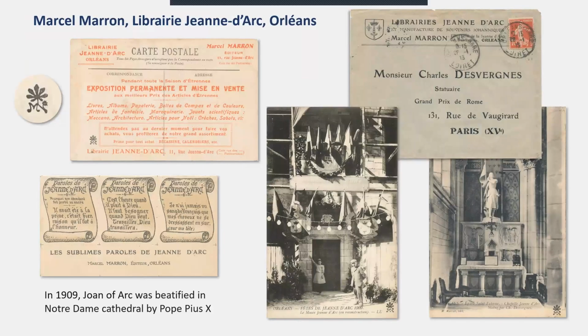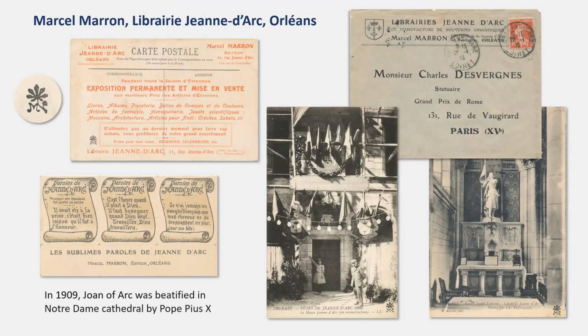Now, the next few are slightly out of chronological order, but they are grouped together because the ones I'm showing you now are all produced by the same printer in Orléans, a chap called Marcel Marron, and he ran the Librairie Jeanne d'Arc because it was in the Rue Jeanne d'Arc in Orléans. And he had this little shop with his little printing press at the back, and he sold basically religious artifacts, religious souvenirs, little statues, statuettes, prayer cards, but he also printed vignettes, and those I do collect with zeal.